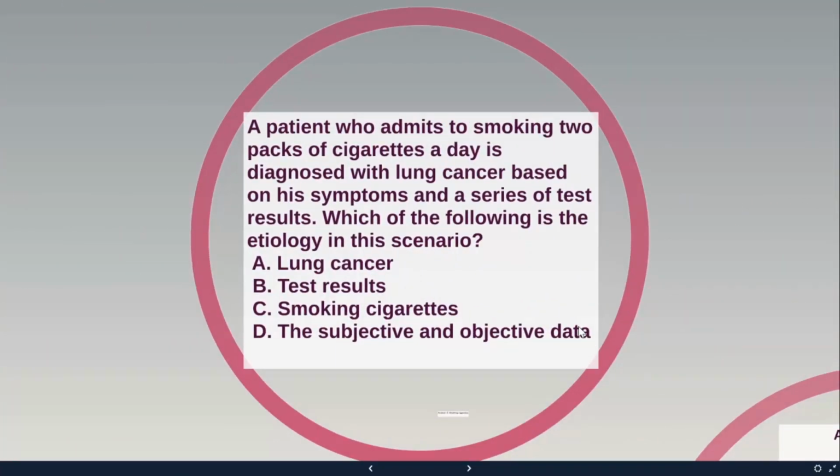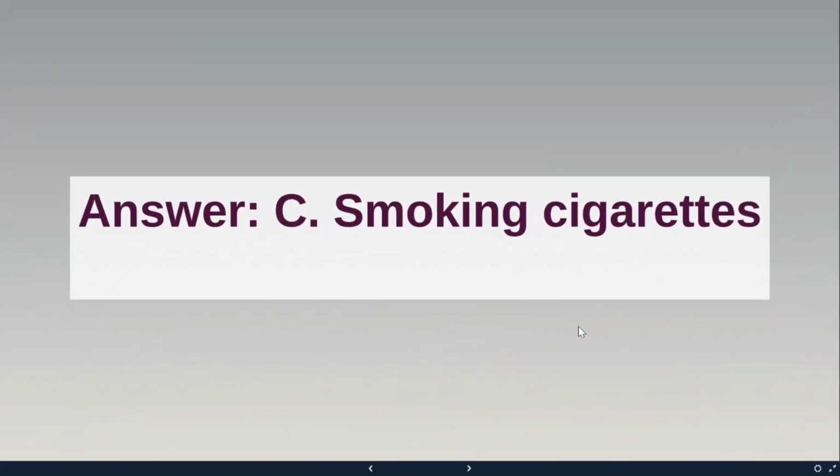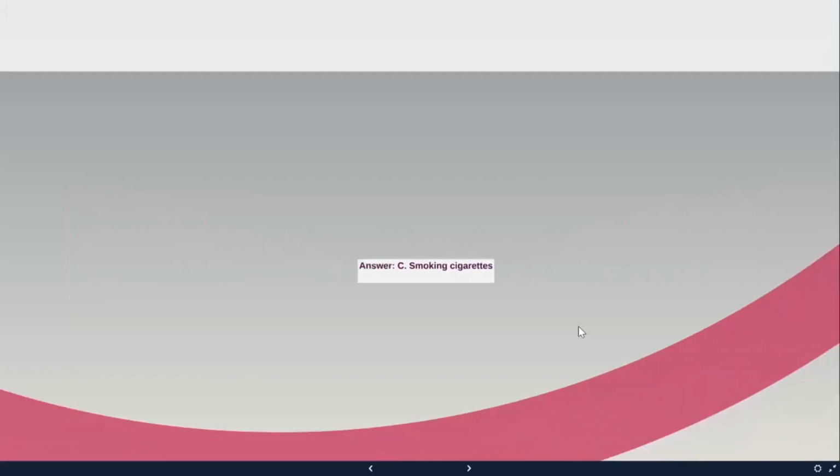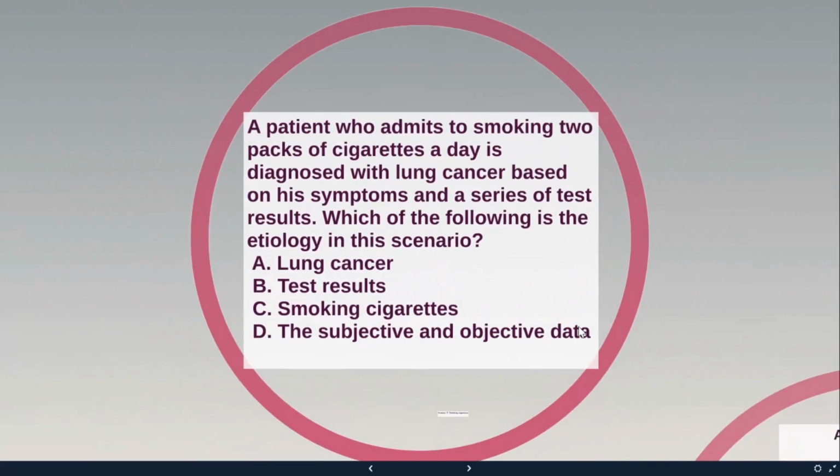Let's do a knowledge check here. A patient who admits to smoking 2 packs of cigarettes a day is diagnosed with lung cancer based on his symptoms and a series of test results. Which of the following is the etiology in this scenario? Would it be lung cancer, test results, smoking cigarettes, or the subjective and objective data? Okay, if you said smoking cigarettes, you're absolutely correct. We're going to say that that's the etiology because in this scenario, he's diagnosed with lung cancer based on symptoms.